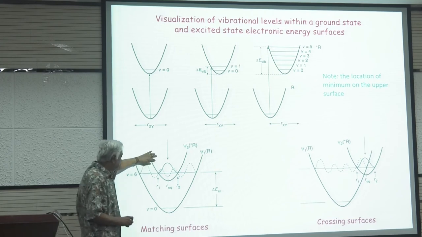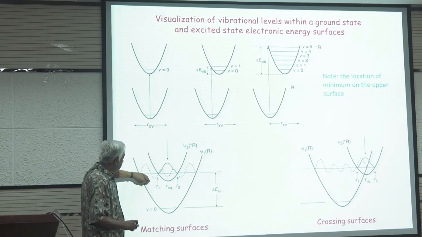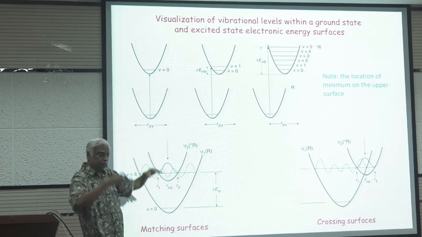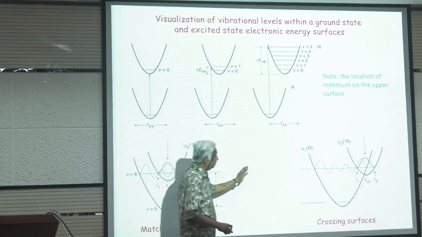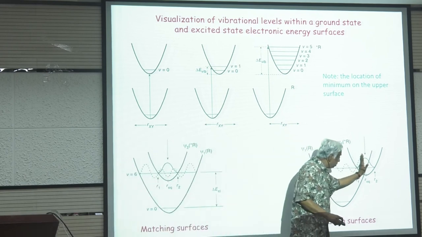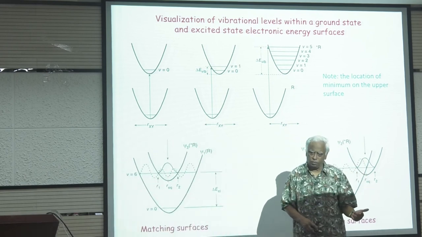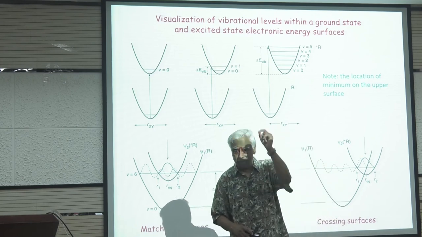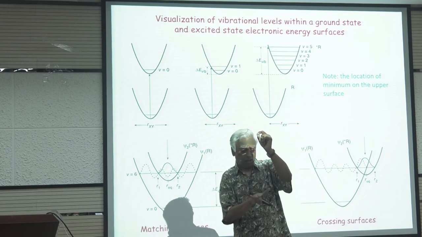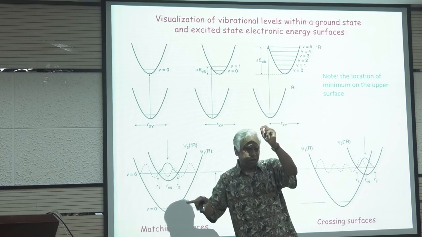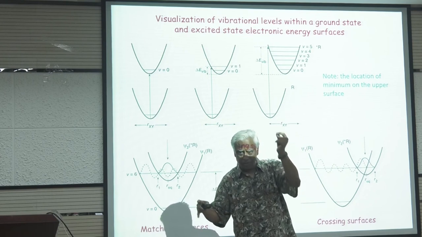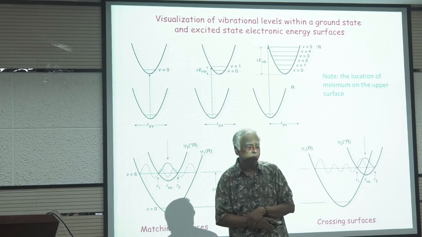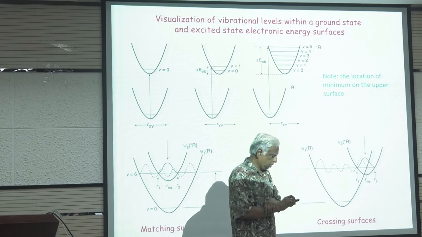And here, the excited state surface and the ground state surface don't cross. They just look like one on top of the other, whereas this one is shifted towards this side. What that means is, when you transfer an electron from the ground state to the excited state, the distance is suddenly increased to a large distance, because that probably makes this bond very weak. That's what happens.